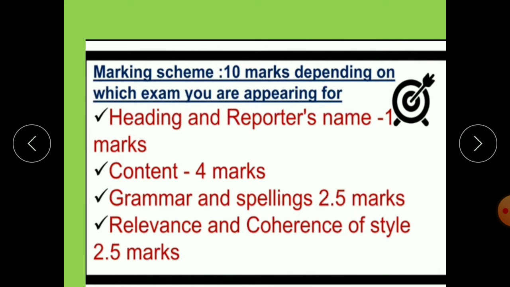Here is the marking scheme of report writing. For example, the heading and reporter name are for 1 mark only. Then the report content is for 4 marks, and these two sentences come under expression. Expression covers grammar and spelling, which carries 2.5 marks, and expression also covers relevance and coherence of style, which is also 2.5 marks. If we add all these up, we find that it is of 10 marks.